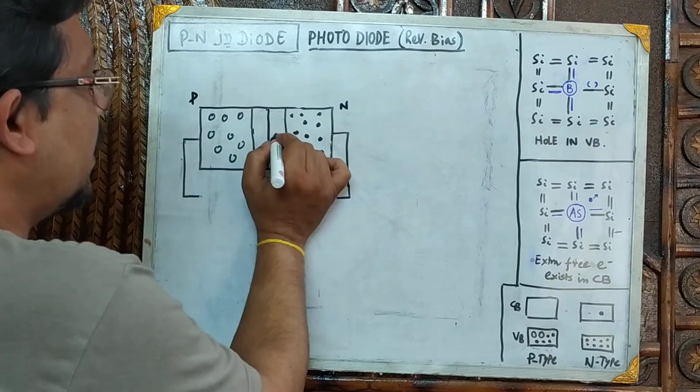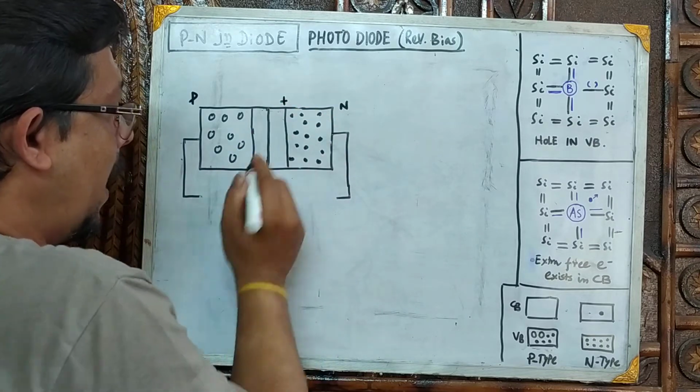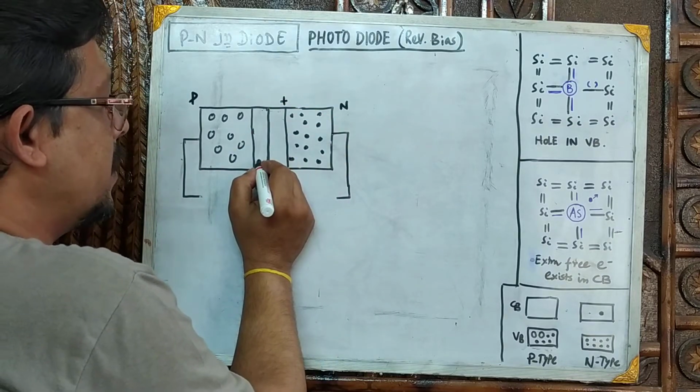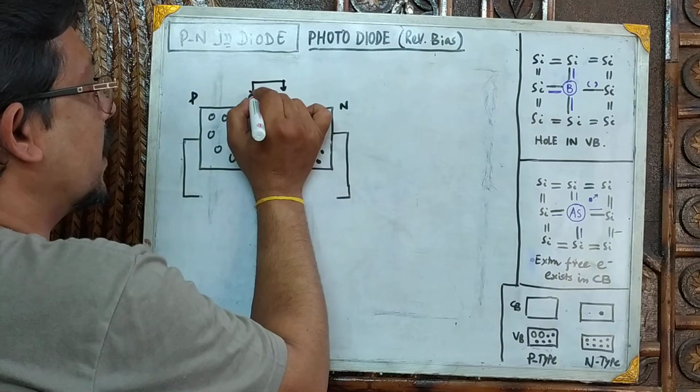But one point: as the electrons go from this side, a positive potential is automatically created. And as the electrons come to this region, a negative potential is created. We know this is called the barrier potential. We know this name.